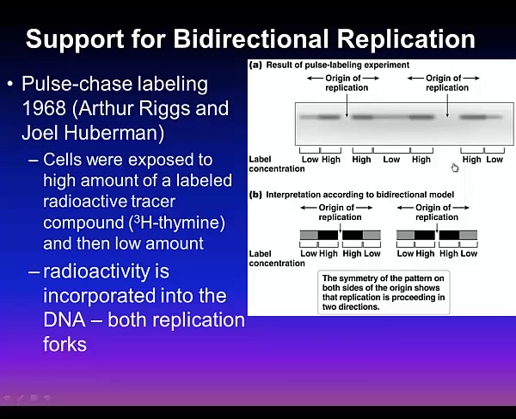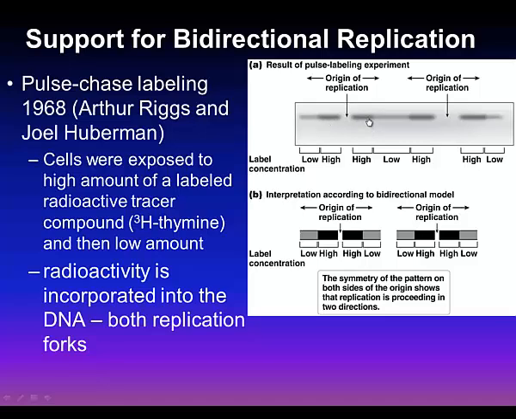So if you look at this drawing here, here's the origin of replication, and then here's the concentration of the label. This is on X-ray film. When you have a lot of radioactivity, it shows up as a darker black. And so here's your origin of replication, and you see that on both sides of that there is evidence of the compound that had high amounts of the radioactively labeled tracer. Then as you get further away from the origin of replication, you start to see the tracer that was labeled in the lower amounts.